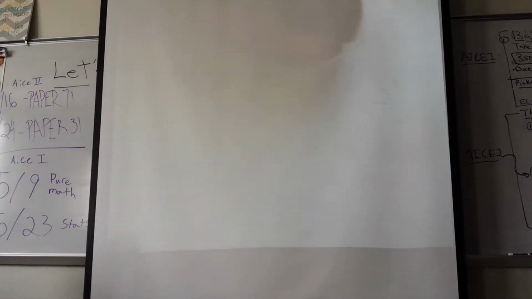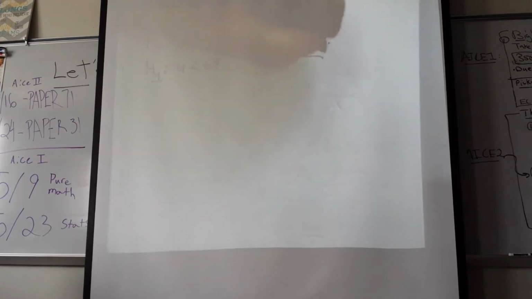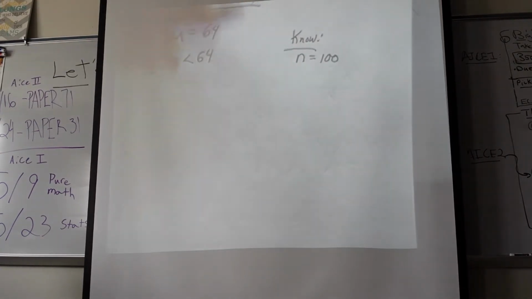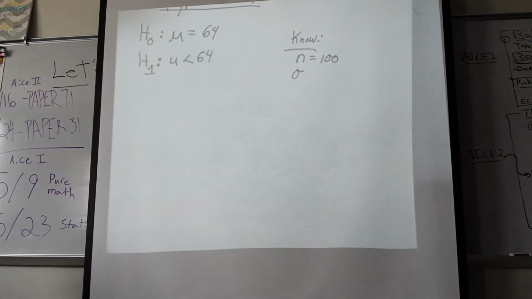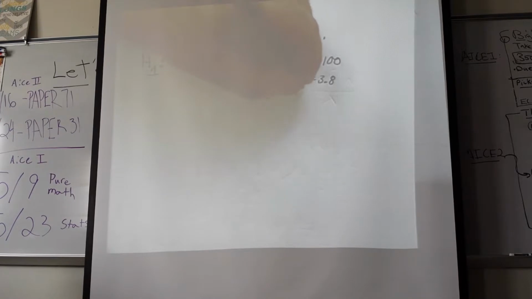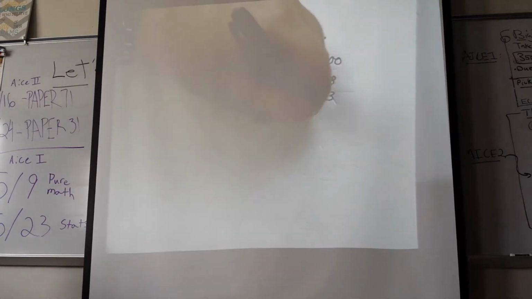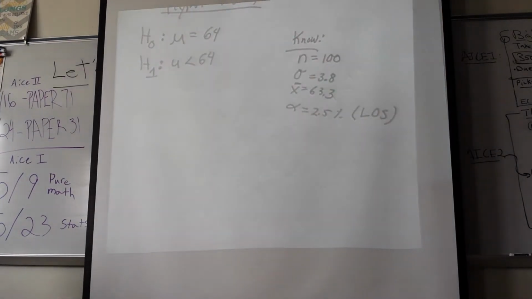Now, remember I told you, you know a lot: the original mean, the standard deviation. Which sample size? 100. What number is that? N, the number you're taking out of the sample, which you're going to test. Next, what's sigma? Sigma is 3.8. It tells us. What's X bar? 63.3. What's alpha? 2.5%, and I always put LOS next to it. What's LOS? Go look on the sheet.